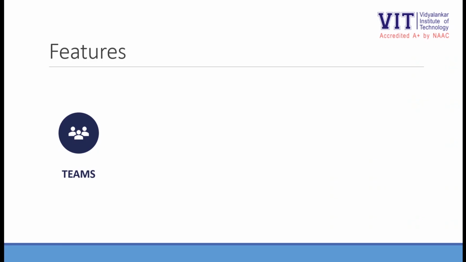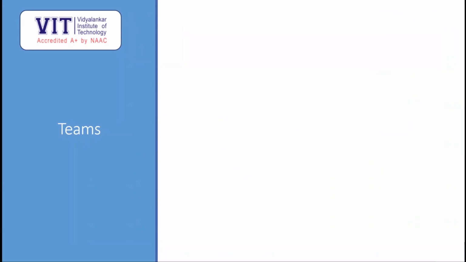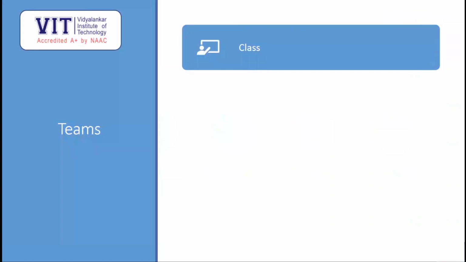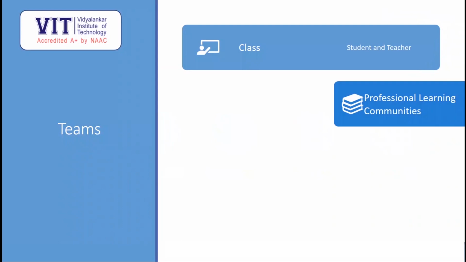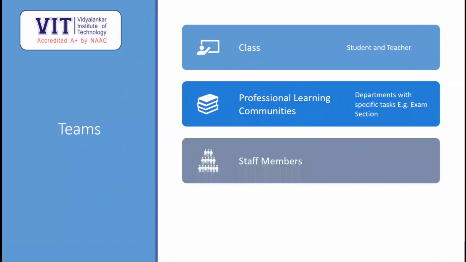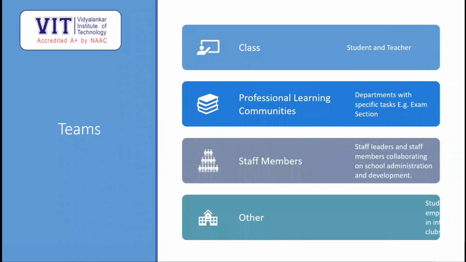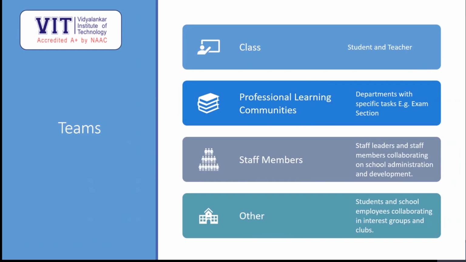The first feature in Teams is Team. Teams allow departments or groups to join through a specific URL or invitation sent by a team owner. Teams for Education allows admins and teachers to set up specific teams for classes, professional learning communities, staff members, and other. These are the four types of teams that can be created in Microsoft Teams.